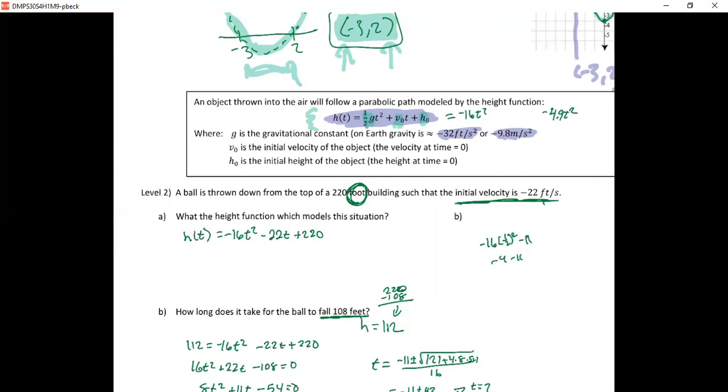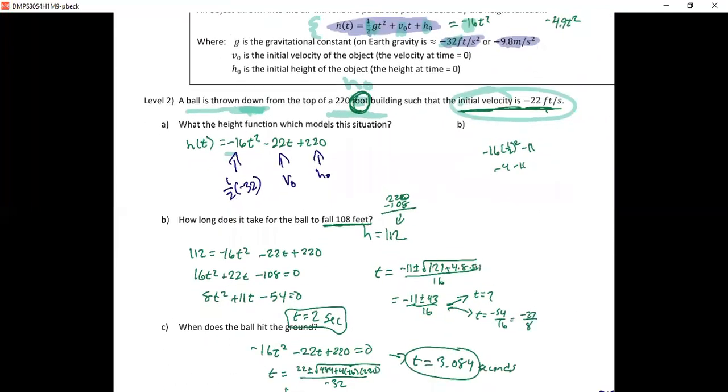The one situation that I have is a ball is thrown down. If it's thrown down, it should have a negative initial velocity, which it does, from the top of a 220-foot building. Number 1, my initial height is 220. Number 2, this is in feet, so I look at half of -32, which is -16. This right here is half of -32, this is my initial velocity, which I'm given, and this is my initial height. What can I do with that?